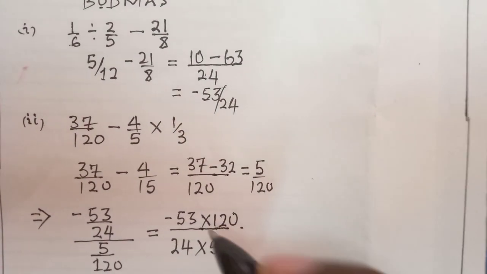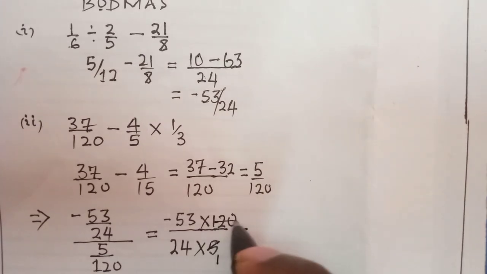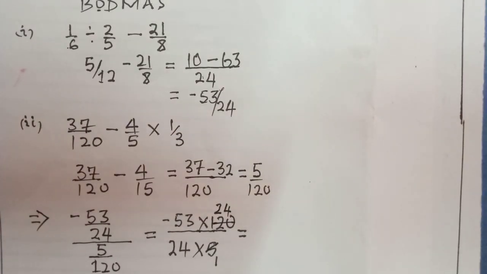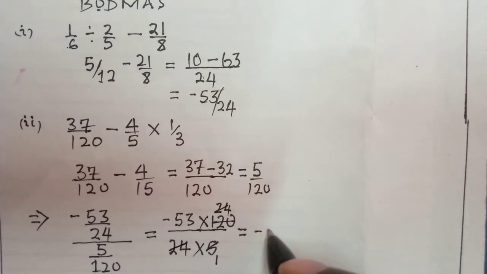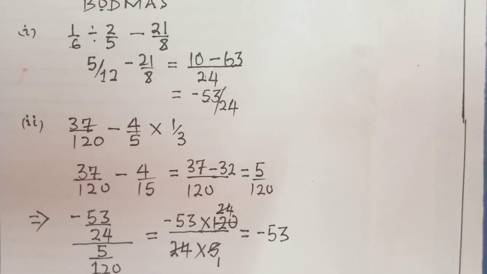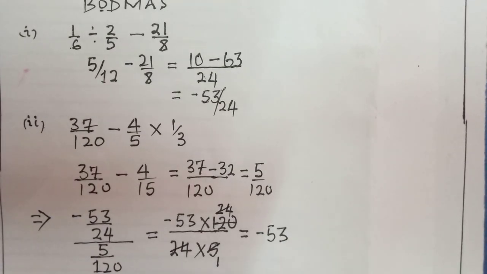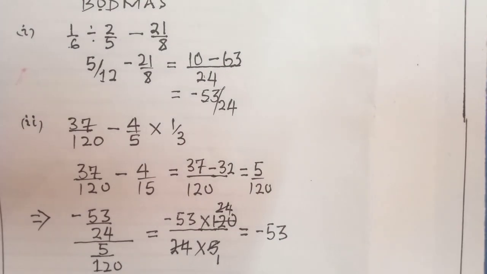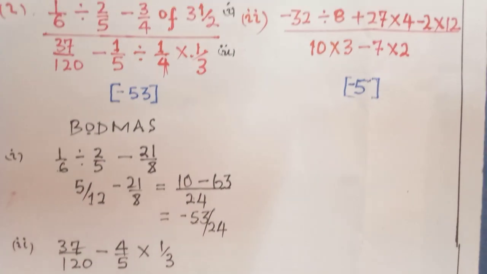So when we divide that, guys, we shall have 1 by 5, that is 24. Then by 24, so we get negative 53. So guys, our solution is going to be negative 53, as we have seen up there. So that is our solution for that.